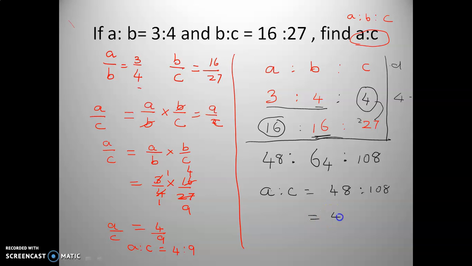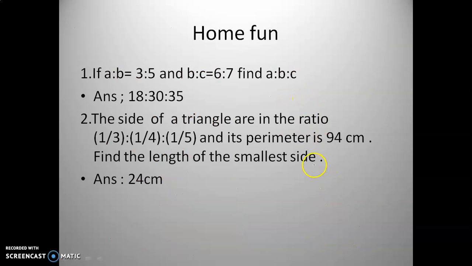So this 48 is to 108 can be written as a division. Now cancel it. 2 2s are 4, 4 2s are 8, 5 2s are 10, 4 2s are 8. Again, 12 2s are 24, 27 2s are 54. Again in the 3 table, 4 3s are 12, 9 3s are 27. So what is A is to C now? 4 is to 9. We got it easily now. Isn't it? So, the only thing is you have to write the same thing, multiply it and get the ratio. Am I clear, children?